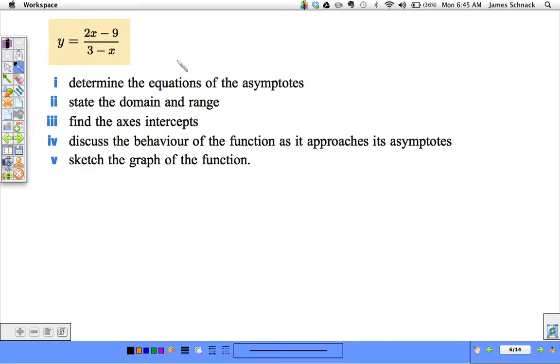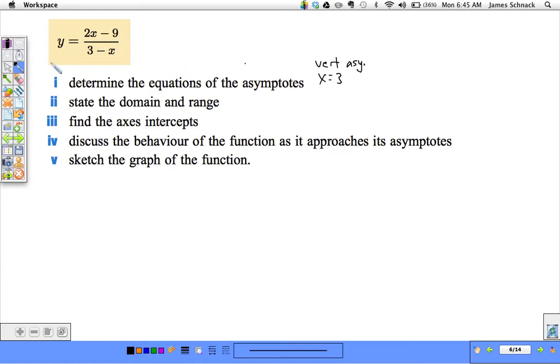This one's written a little differently. It's not written in that form 1 over x minus h plus k. It's different here. So we're going to take a slightly different approach to finding our horizontal asymptote. Our vertical asymptote we can still find by thinking about what would make the denominator 0. X equals 3 is our vertical asymptote. And don't abbreviate asymptote as ASS, please. That would be really bad.